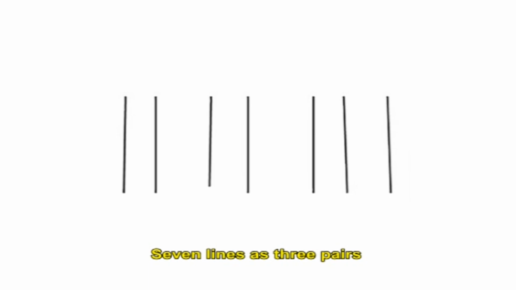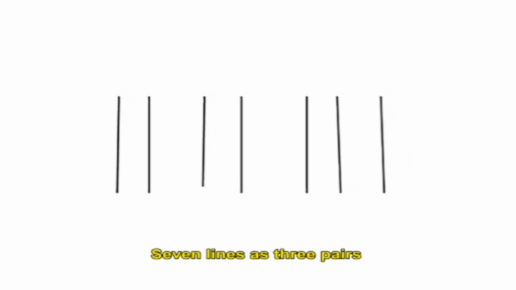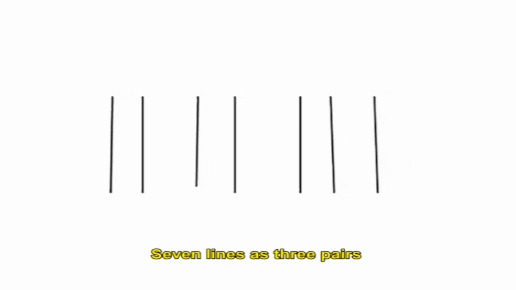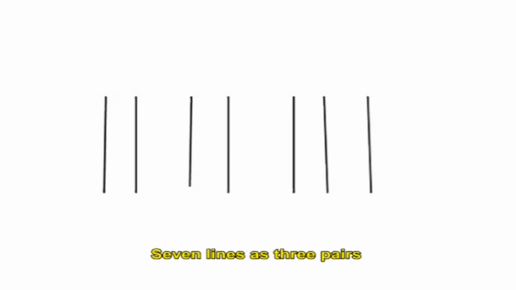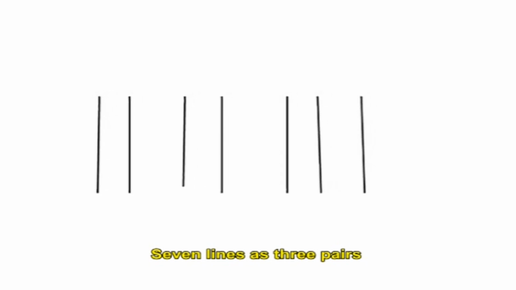When objects are close to one another, one tends to perceive them together rather than separately. Most people would perceive these 7 lines as 3 pairs and an extra line at the right because of the relative proximity of the pairs of lines.